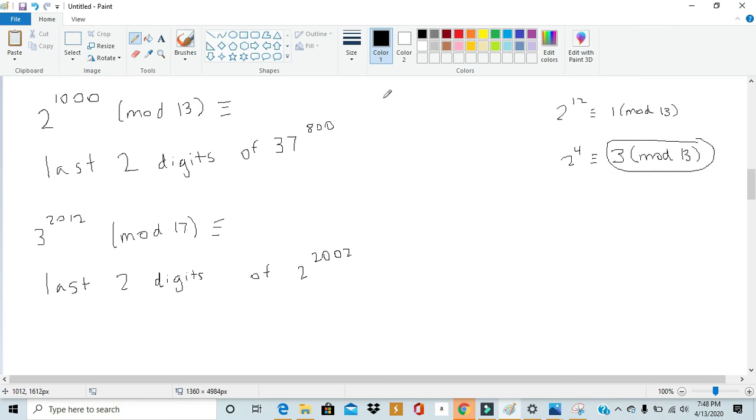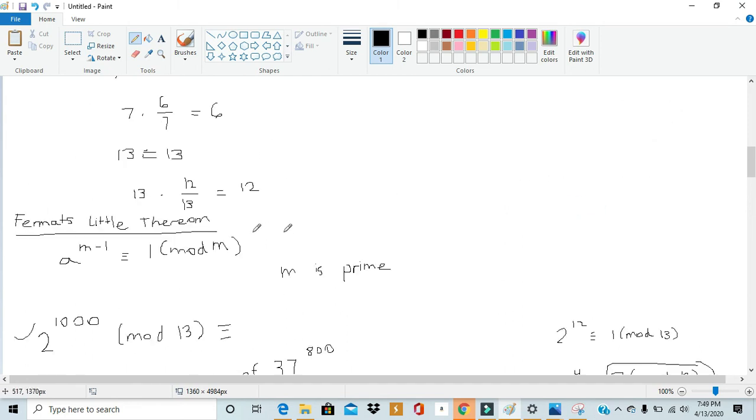So review 1 is just done. Review 2, the last 2 digits of 37 to the 800. Now, we don't have a theorem that deals with the last 2 digits. However, it's important to note that taking anything mod 100 will give us the last 2 digits. So essentially the problem comes down to, what is 37 to the 800 mod 100?